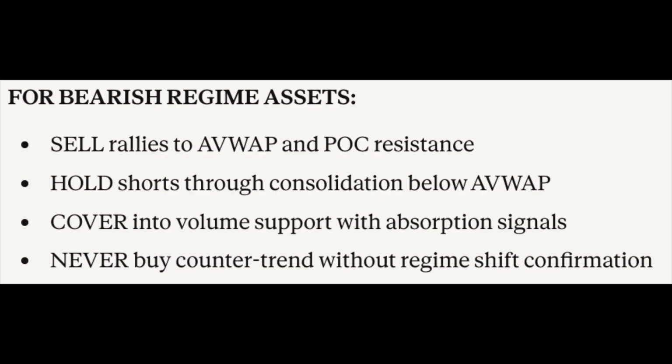For bearish regime assets, sell rallies to AVAP and POC resistance. Hold shorts through consolidation below AVAP. Cover into volume support with absorption signals, and never buy counter trend without regime shift confirmation. It is that simple. The terminal shows you the regime, the regime tells you the action. Your job is to execute with discipline.